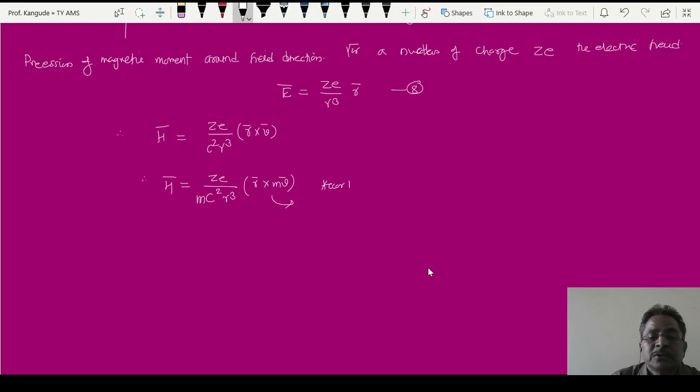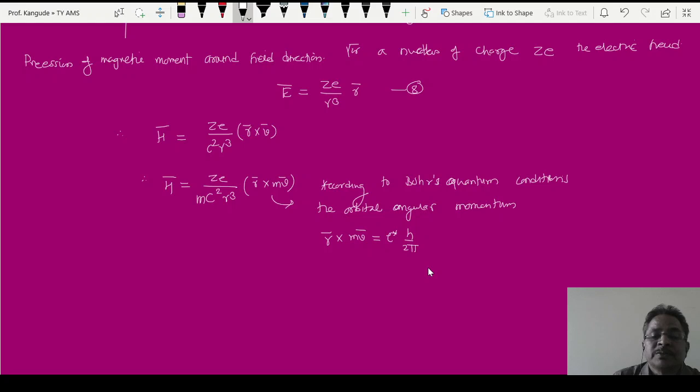Whenever I go for this, according to Bohr's quantum conditions, the orbital angular momentum r bar cross mv bar can be written as L star into h upon twice pi. L star is root of L into L plus 1.